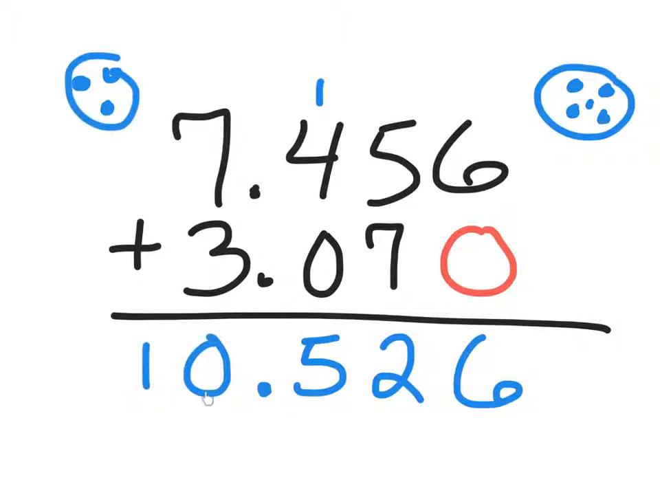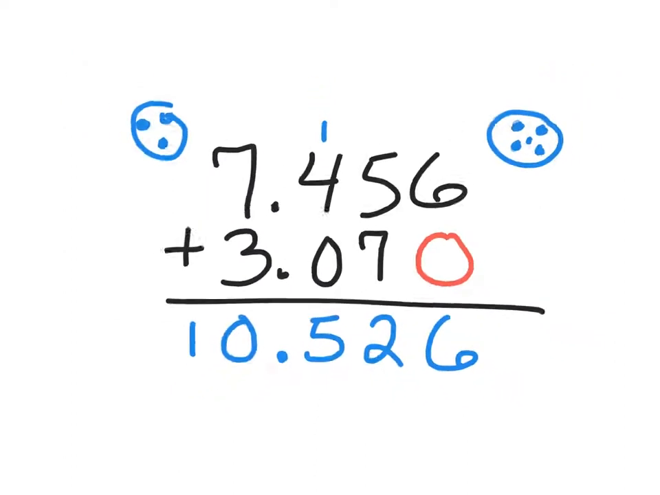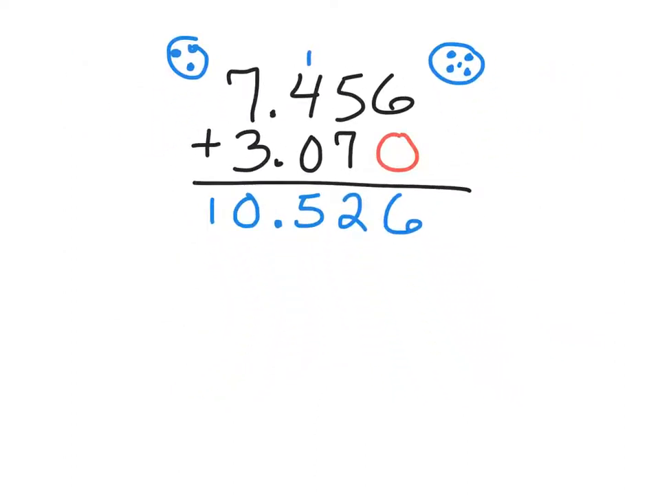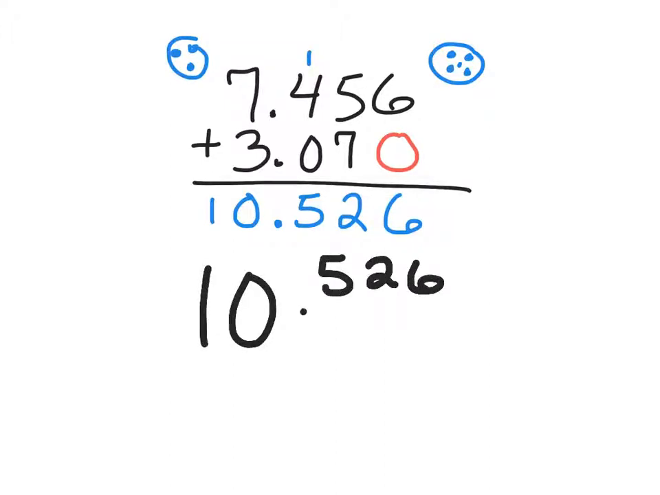Your answer is 10.526. Now, you can also write this just like this. You can write the 10 and then put the 526 up on top. And then below here, you're going to just look here and you got, this is the tenths place, hundredths place, and thousandths place. So I'm going to write 1,000 below there, right like that.